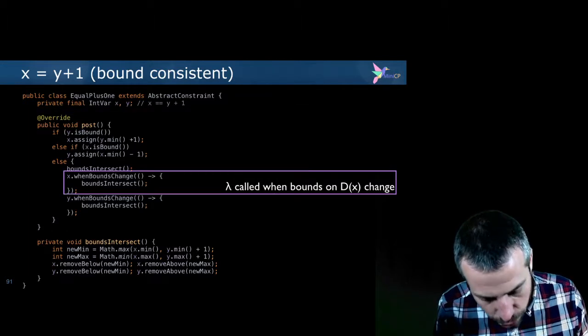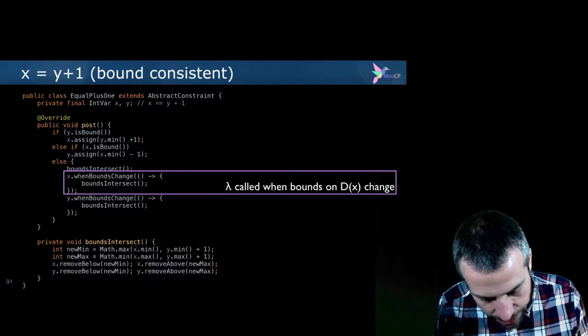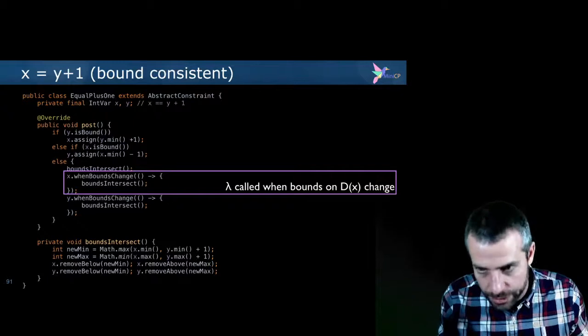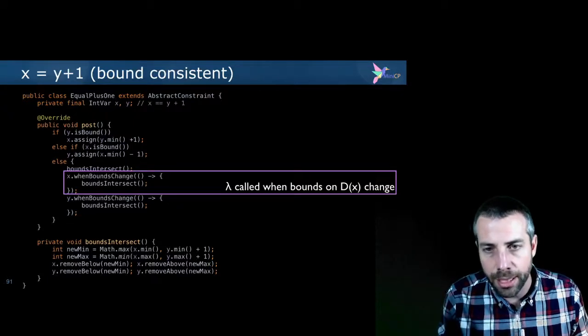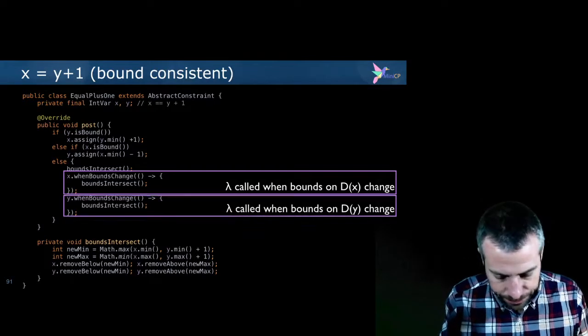We also call this a lambda function because it's really a closure inside Java. I capture a piece of code that will be executed later. I will store it, and it will be executed later every time the domain of x changes and every time the domain of y changes.